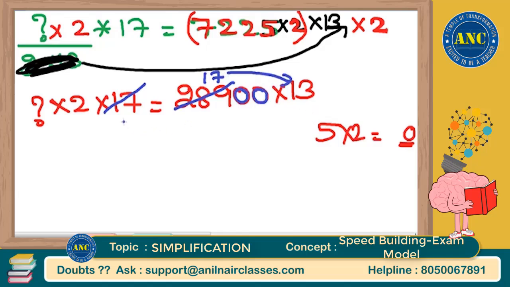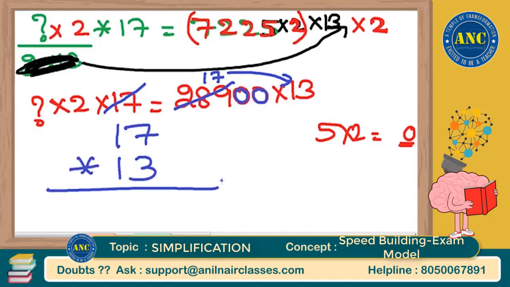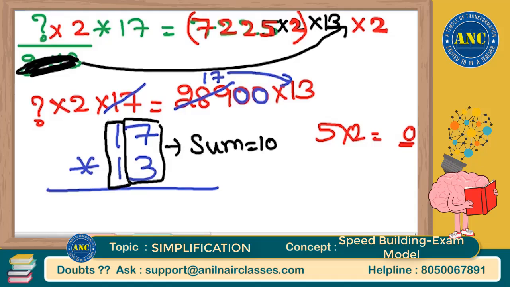17 into 13. Yesterday we learned this. Please do not ask me to repeat again and again if you were not a part of yesterday's class. It is up to you whether to attend all the classes or not. Sum should be 10, and the leftmost digit should be the same. If these two are satisfied, 7 into 3 is 21. You have 1 here, add 1 for it, it becomes 2. This 1 into the next number 2, what is 1 into 2? 2.